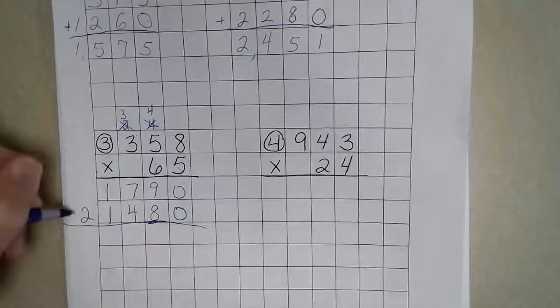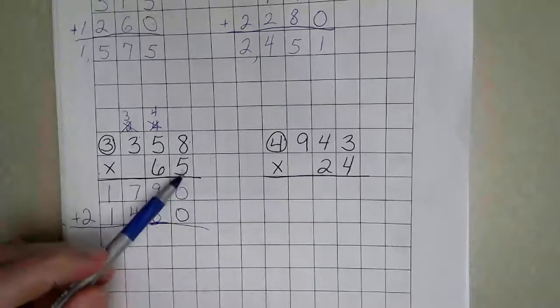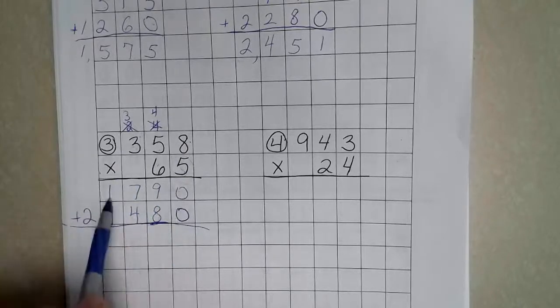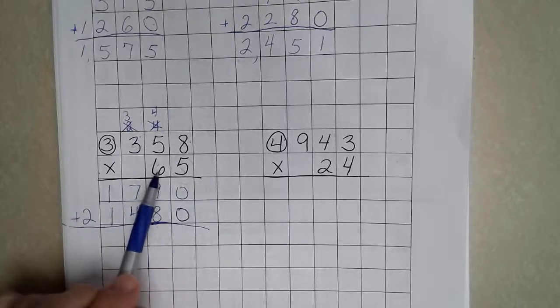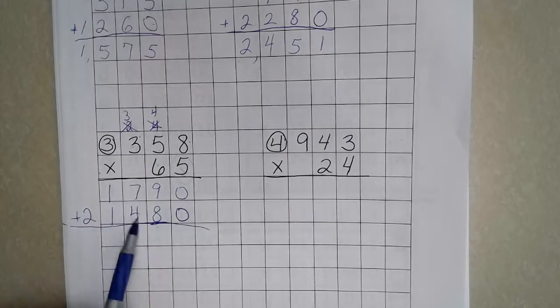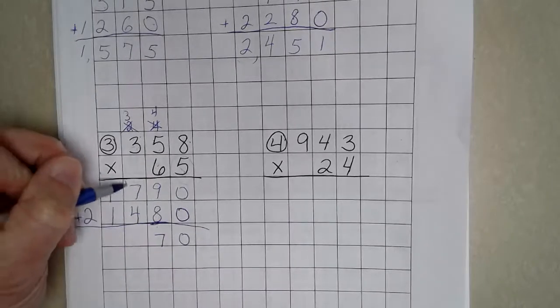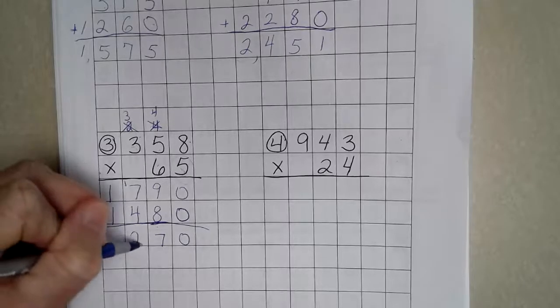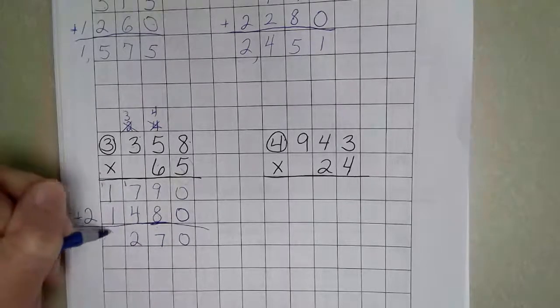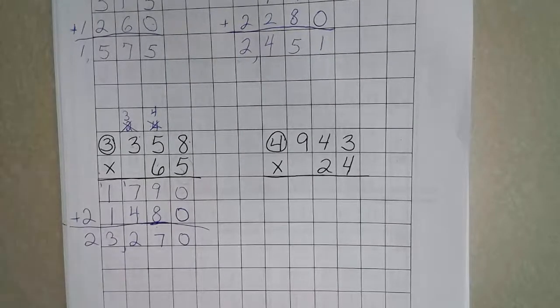So now I'm going to add my two partial products. I know that 5 times 358 is 1,790. I know that 60 times 358 was 21,480. Now when I combine these and add them together, I get 23,270.